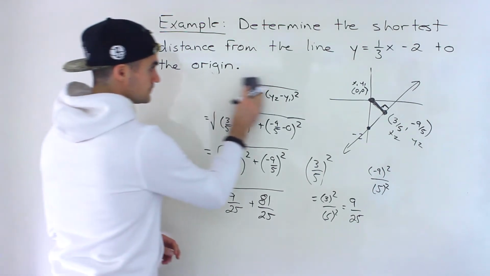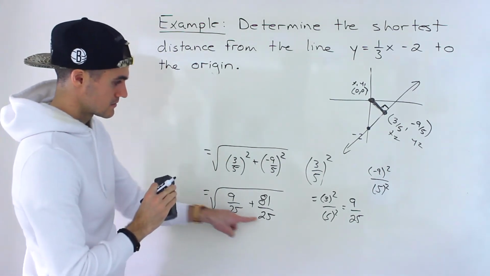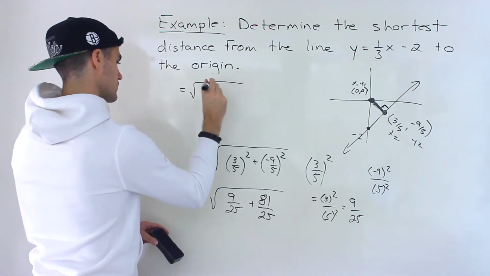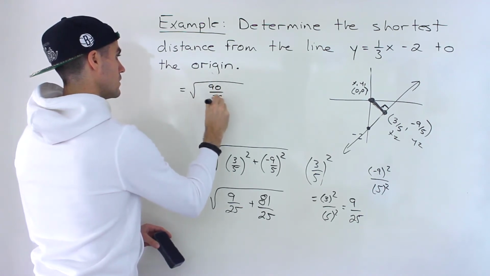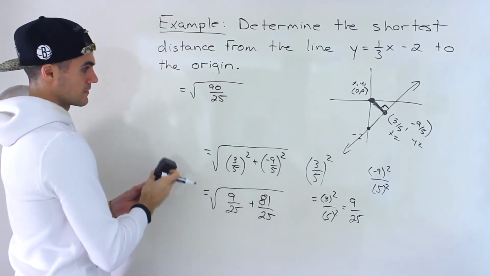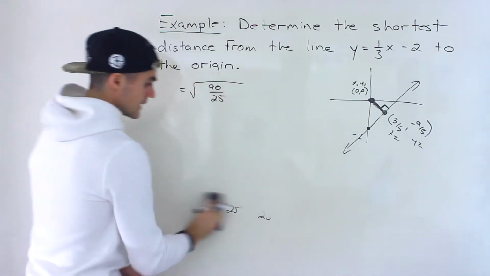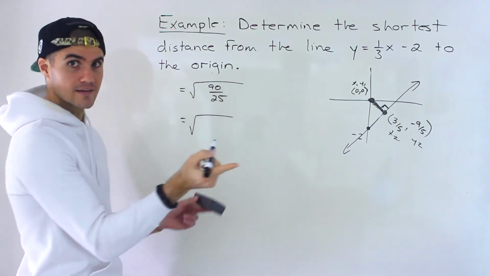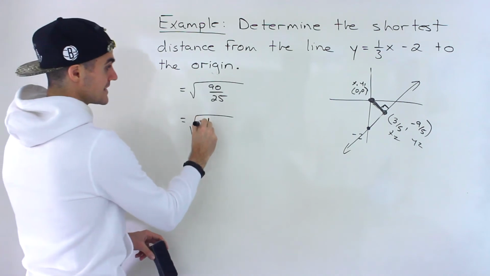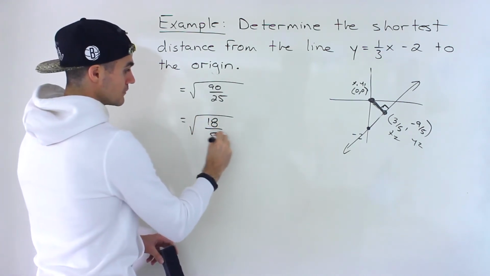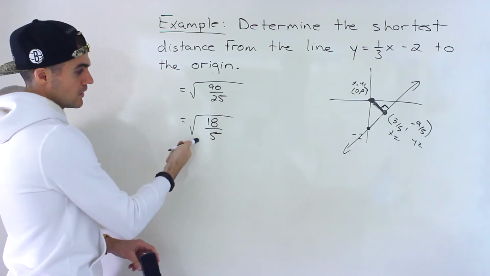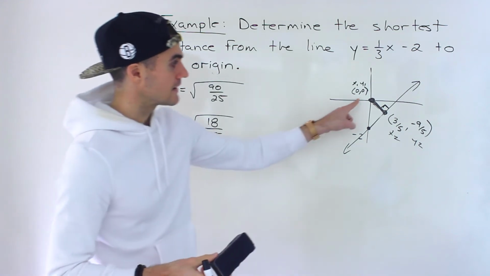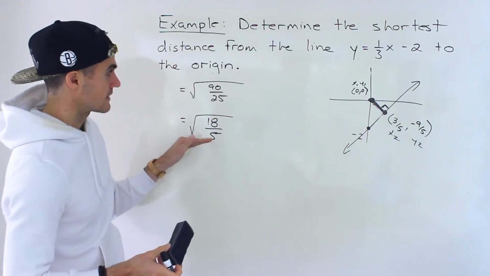What's nice about this is it's already the same denominator, so we can just add the numerators. So we'd have the square root of 90 over 25, like that. Now from here, notice that fraction 90 over 25, we could simplify. We can divide the numerator and denominator by 5. So 90 divided by 5 would give us 18, and 25 divided by 5 would give us 5. So the square root of 18 over 5 is the answer. That's the shortest distance as an exact value.